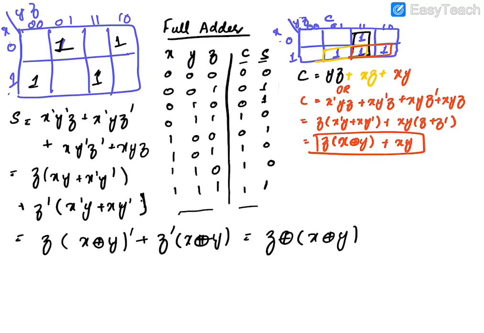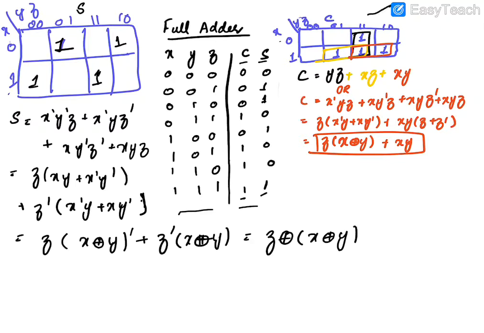1 plus 1 plus 0 is again 2 or 1 0, so sum is 0 and carry is 1. 1 plus 1 plus 1 is basically 3 or 1 1 in binary, so sum is 1 and carry output is also equal to 1. So next we will draw the map for C and S separately.